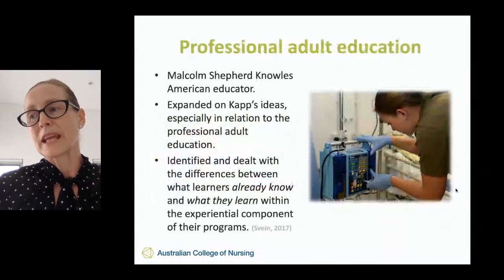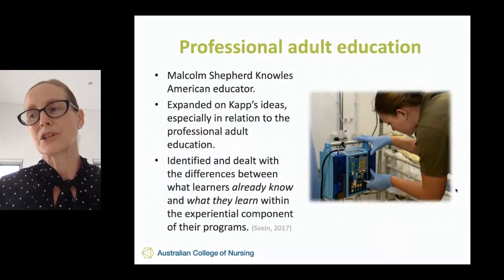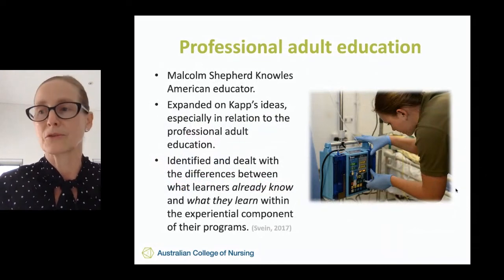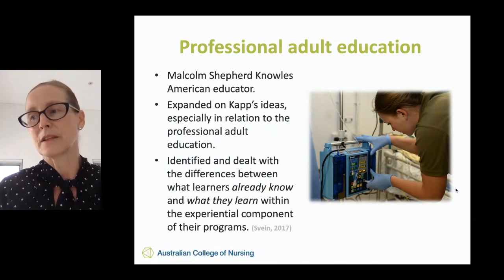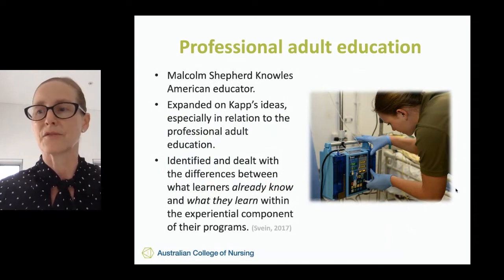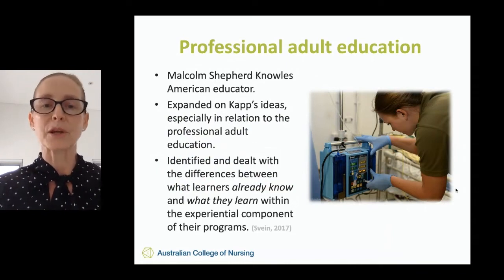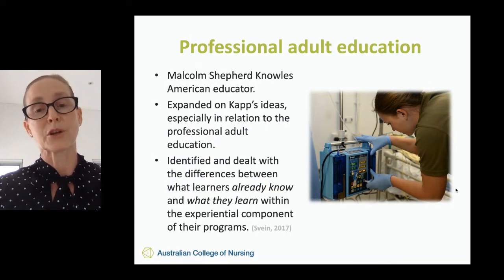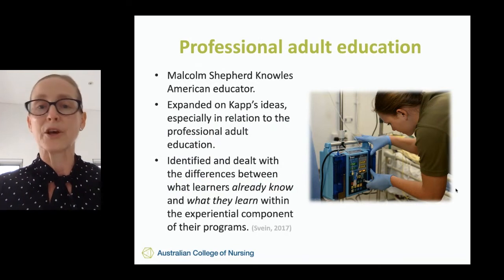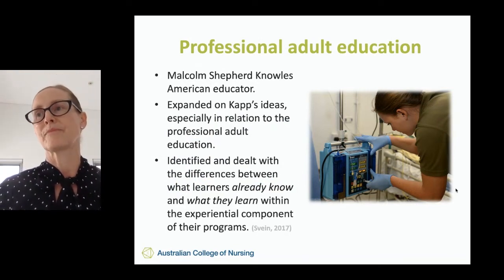Malcolm Knowles was an American educator who further expanded on Kapp's ideas, especially in relation to professional adult education, or as we refer to it, continuing professional development. Knowles' work has been fundamental in guiding the development of suitable teaching strategies for adults. Knowles' ideas are significant in professional education because they focus on identifying and dealing with the differences between what learners already know and what they learn within the experiential elements of their programs.